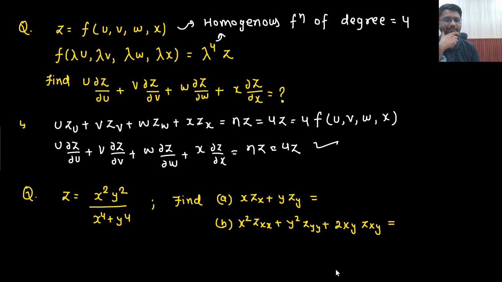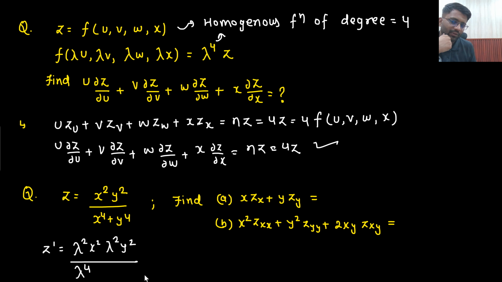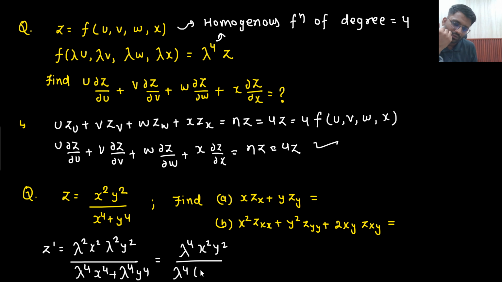Solve this question. What will be the answer of these two? Very easily, can you let me know what will be the z dash value here? So z dash value, I will put lambda square x square, lambda square y square divided by lambda to the power 4 x to the power 4 plus lambda to the power 4 y to the power 4. Say yes or no. So what are you getting? Lambda to the power 4 x square y square, then lambda to the power 4 take outside, x to the power 4 plus y to the power 4. So this and this are getting cancelled out. x square y square upon x to the power 4 plus y to the power 4, that is coming out to be z only.